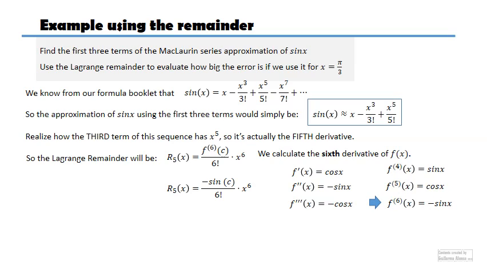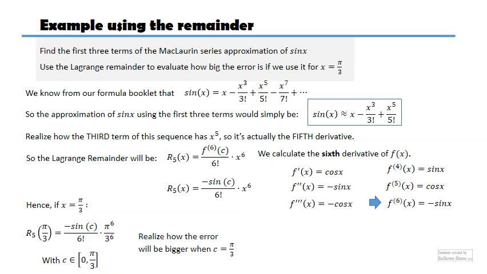So then we substitute. That's simple, right? And I know that if x is equal to pi thirds, then this is what it's going to look like. Just substitute with the x. Now the c, we still don't know what the c is. We know it's between 0 and pi thirds. That's what we know. So this is the error term.